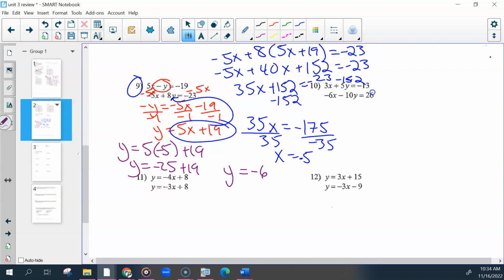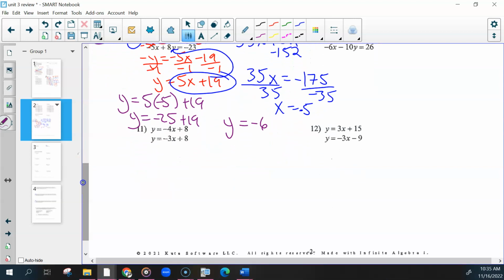Once you have your x and your y, put those together as an ordered pair. Negative 5, negative 6. Questions on that one? So 11 on this one, and then we'll do 14 on the next one.